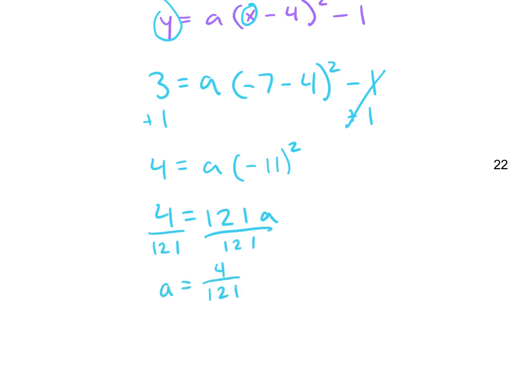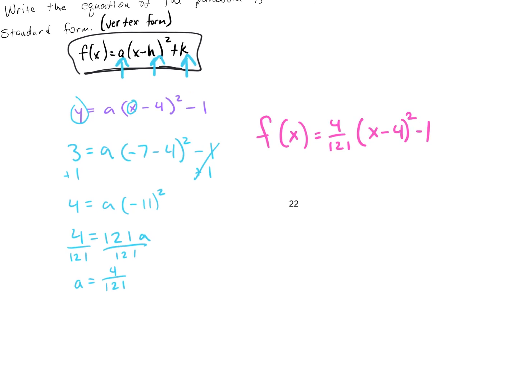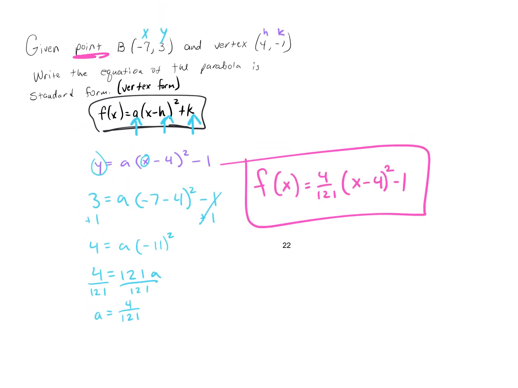4 over 121. So I'm going to take my a, my h, and my k and plug them back into my vertex form, and that's my answer. So I have f of x, or y, is equal to 4 over 121 times (x minus 4) squared minus 1. And that would be my answer. So if it gives you a point and the vertex, you have to find a. Plug everything in, find a, and then plug your a and your h and k into your answer.